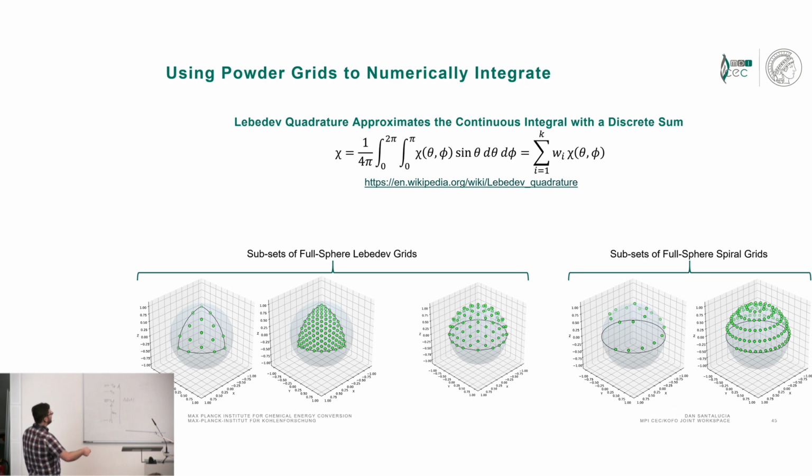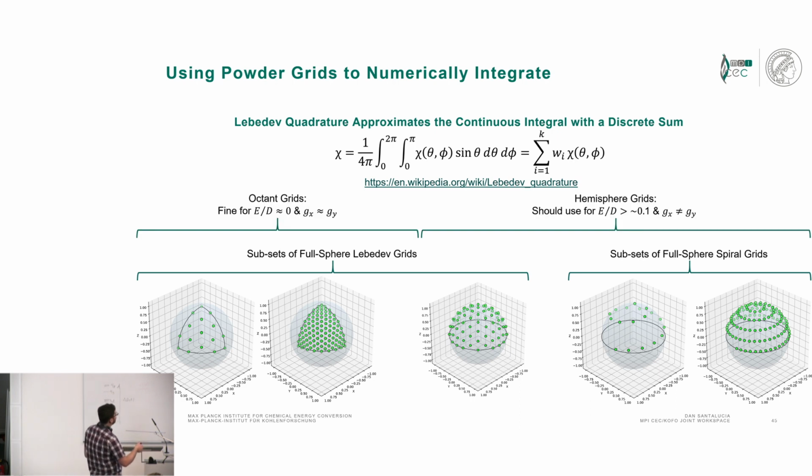Now, when do I use an octant versus a hemisphere? That has a lot to do with the kind of symmetry you're dealing with. There's no hard and fast rule, but as a rule of thumb, if you're dealing with something that's very axial, so the E over D, which we call the rhombicity parameter, is quite close to 0, that's the axial limit, right? If the x and y g-tensor, or matrix rather, components are equivalent, you can get away with an octant grid, and then you don't need to integrate over the full sphere, you just multiply by 8, and you've already solved your problem.